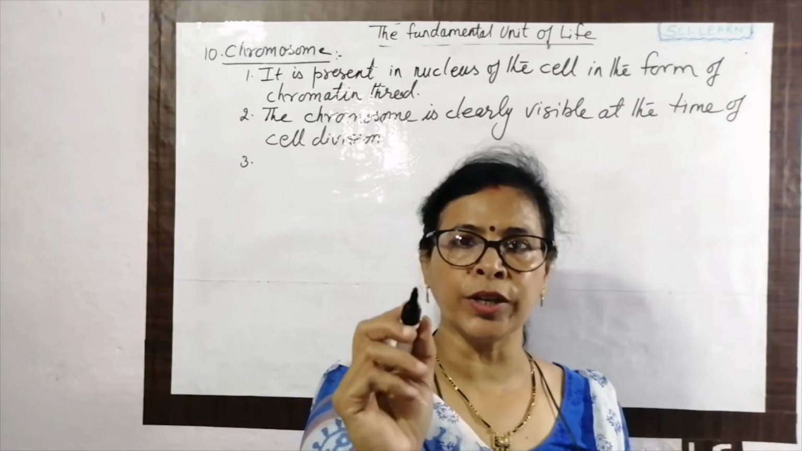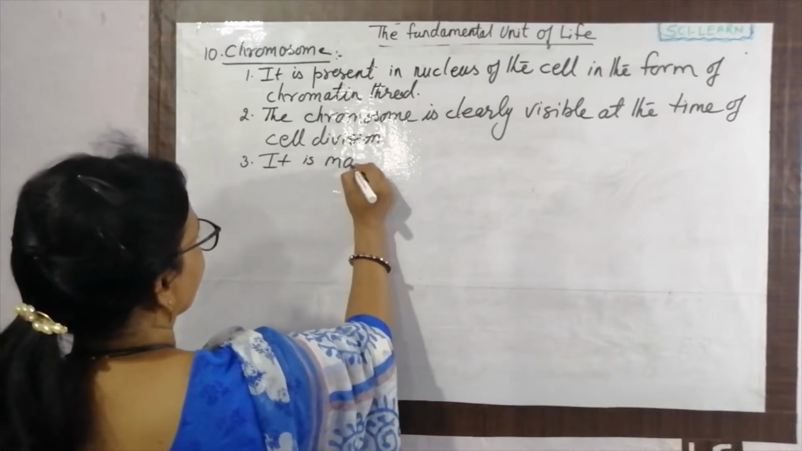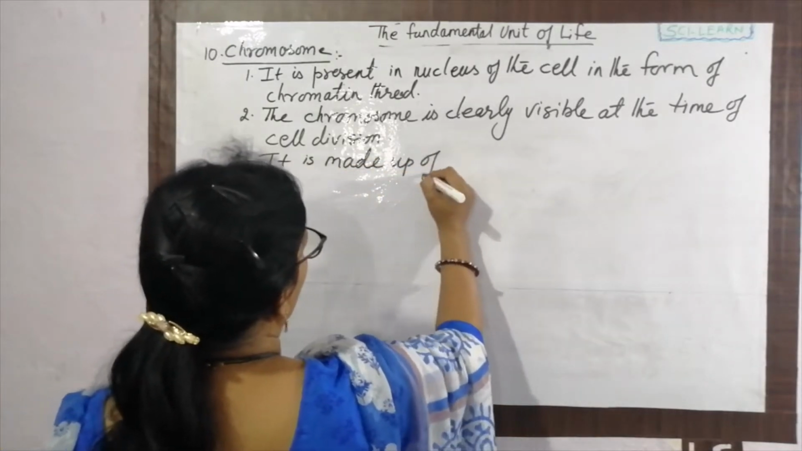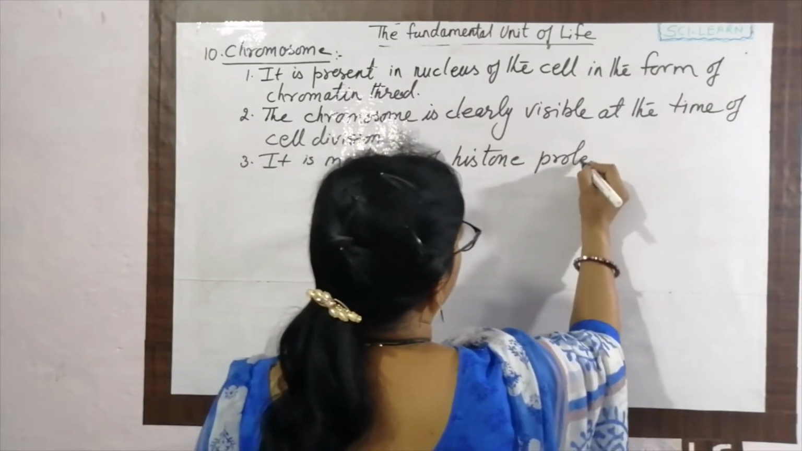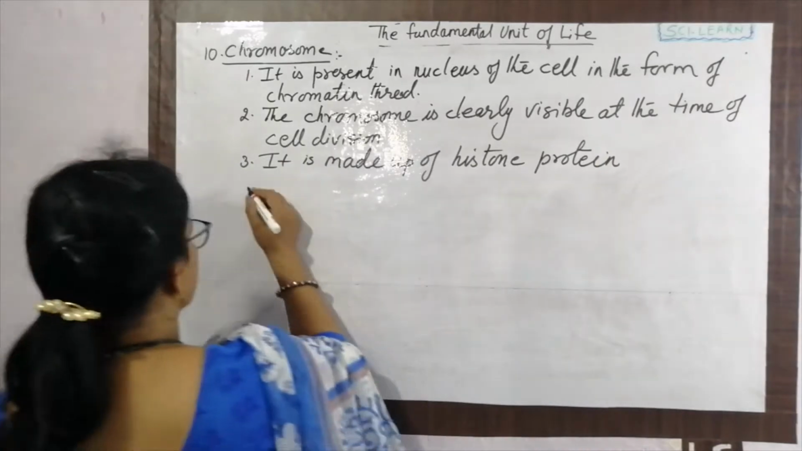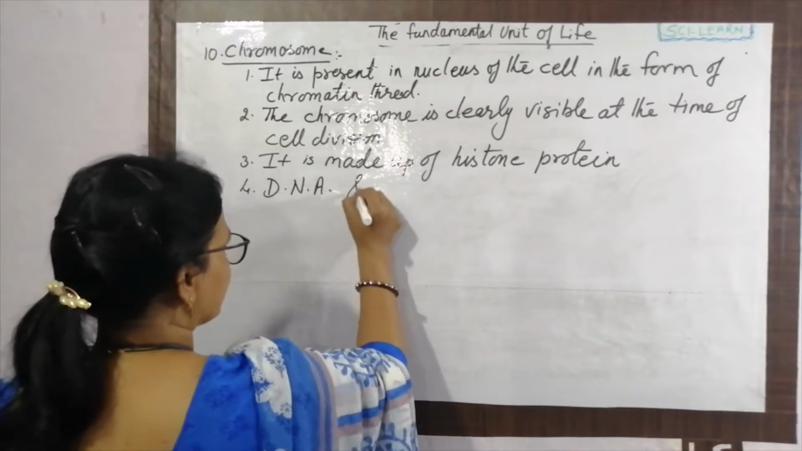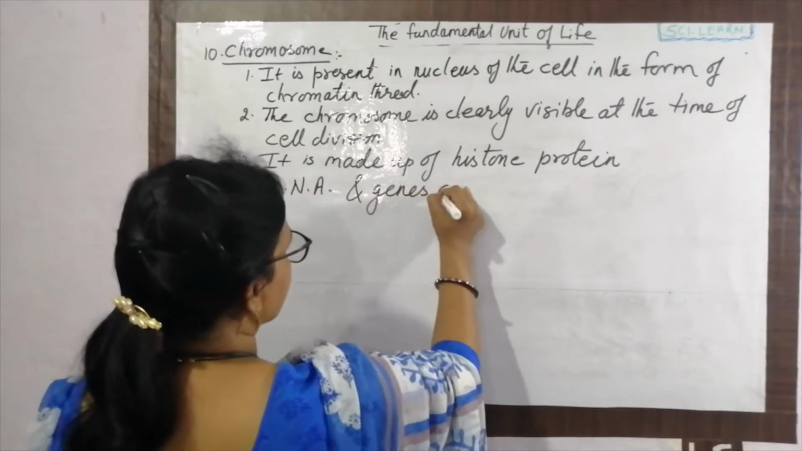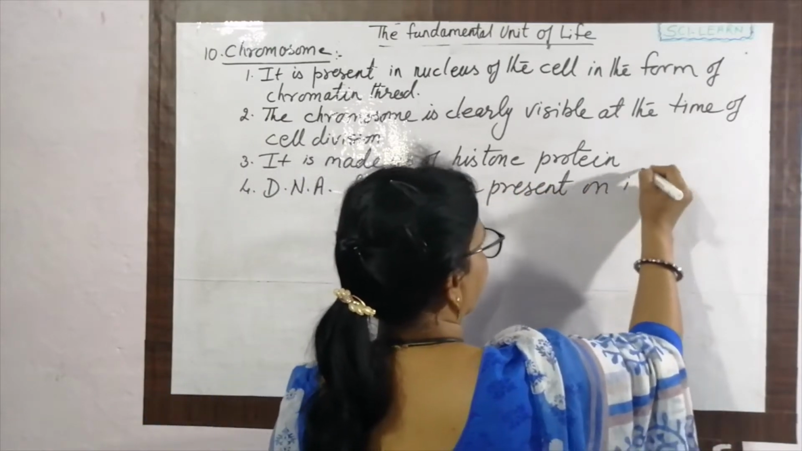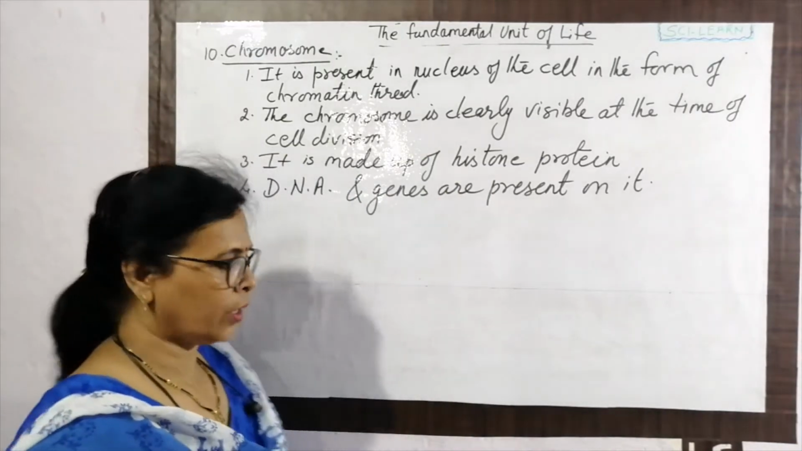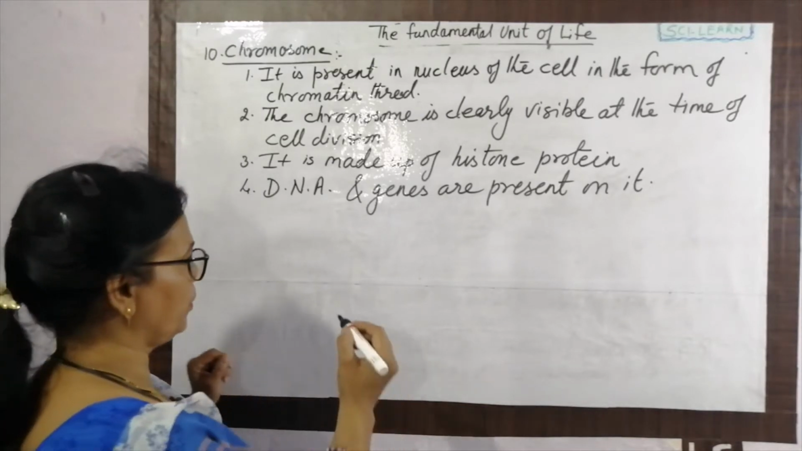It is made up of a protein called histone protein. Okay, it contains DNA, deoxyribose nucleic acid, and genes. Genes are present on it. Two conditions are there. It consists actually of chromatid, which is joined with the centromere.